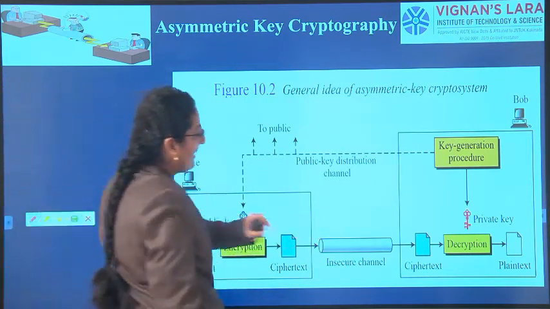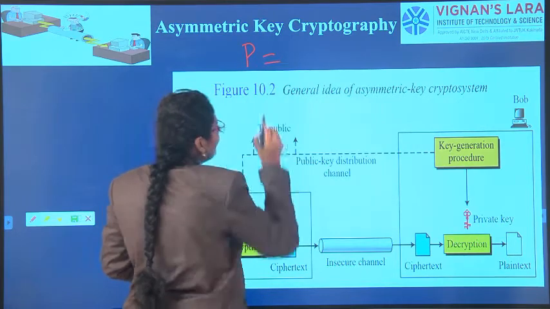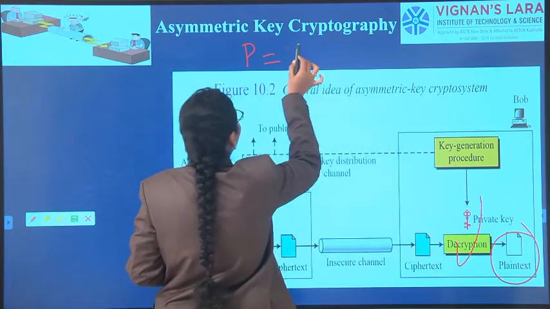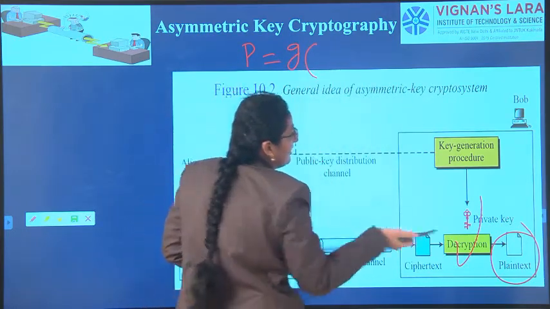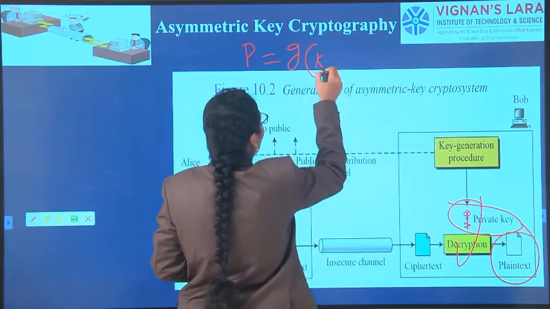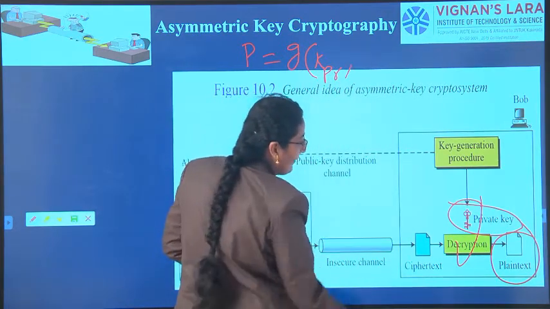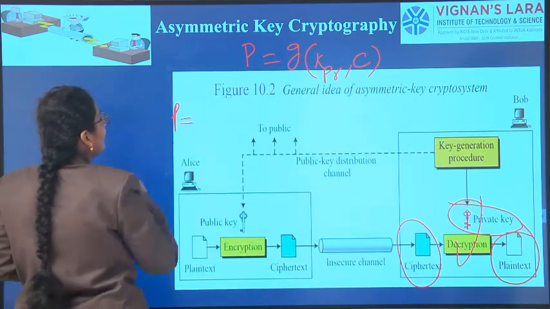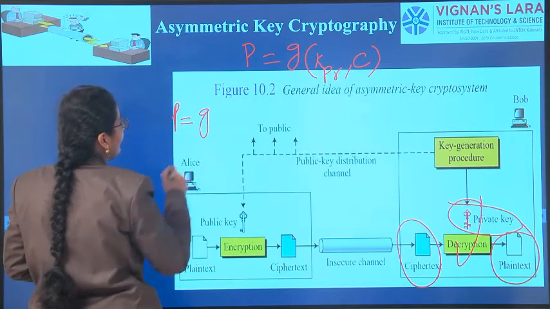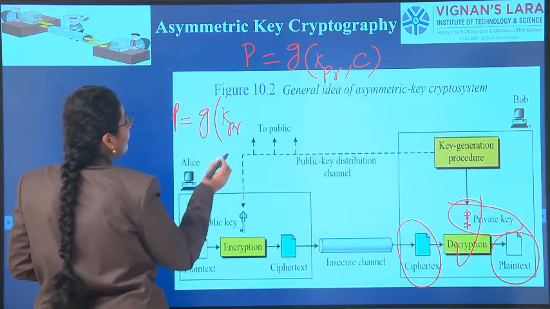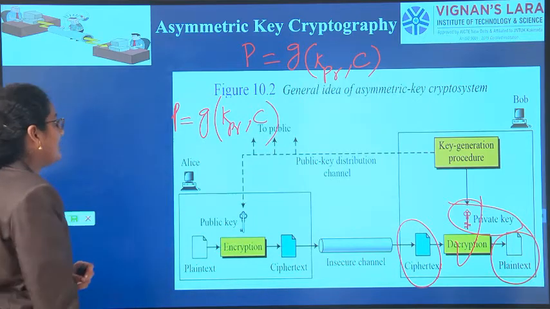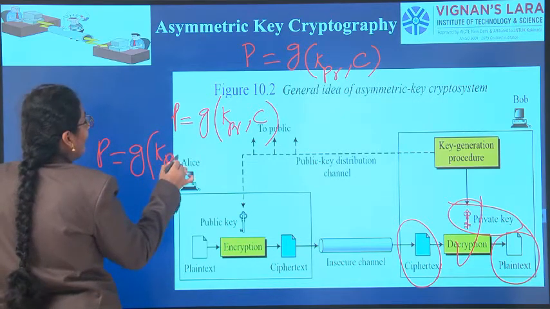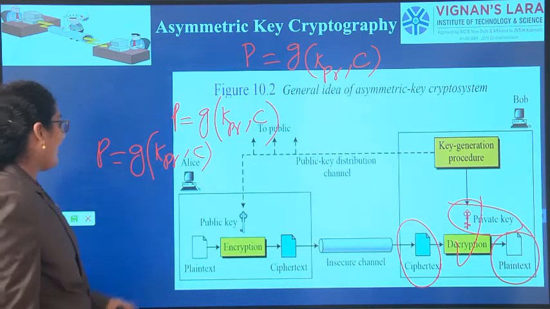In the same way, if you want to get plain text, represented by P, you want to do decryption. Decryption is represented by the G function. You are taking the help of the private key, applied on ciphertext, represented by C. So plain text P equals G, the decryption function, of private key comma ciphertext. This you can get from the diagram.